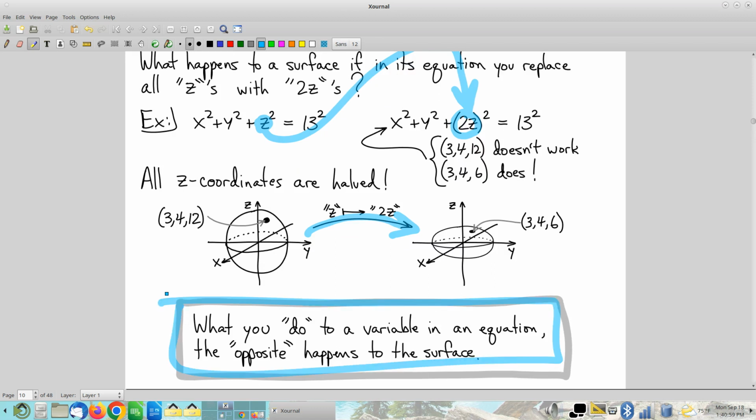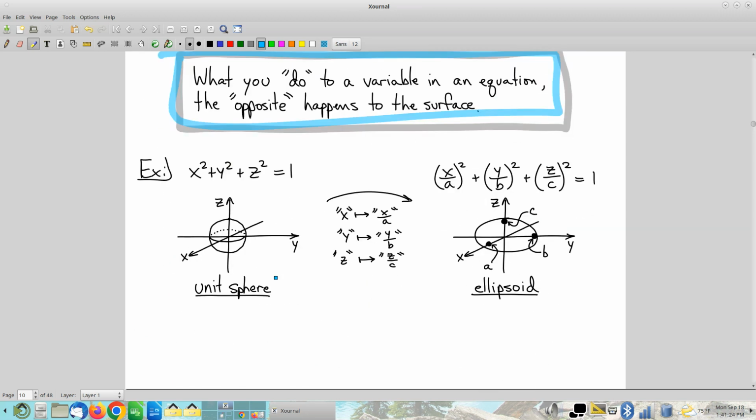Roughly speaking, what you do to the variable in the equation, the opposite happens to the surface. For example, if you insert an extra 2, the previous z coordinates aren't going to work anymore. But numbers that are half as big are going to account for that 2, and then all the arithmetic goes through as before. Okay, so some other examples of that.